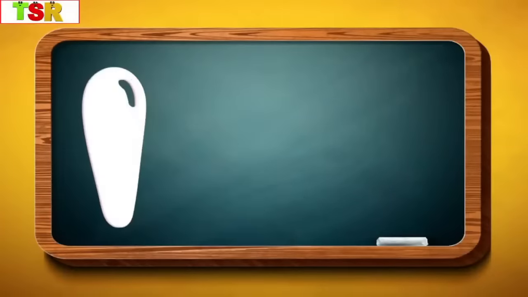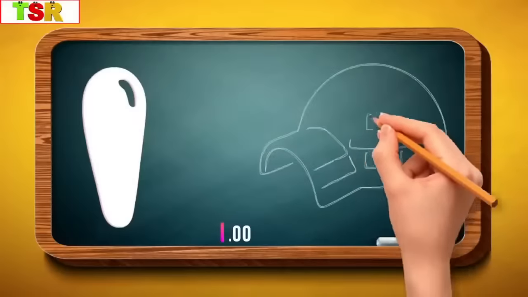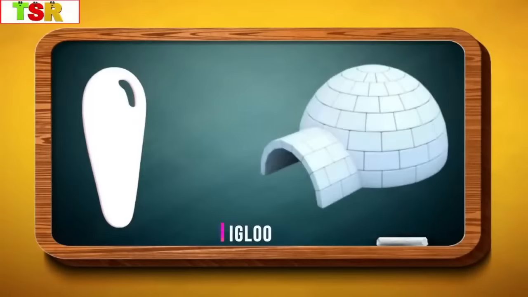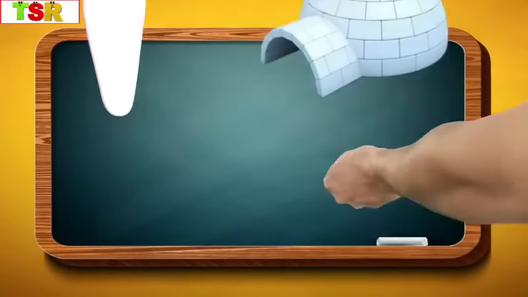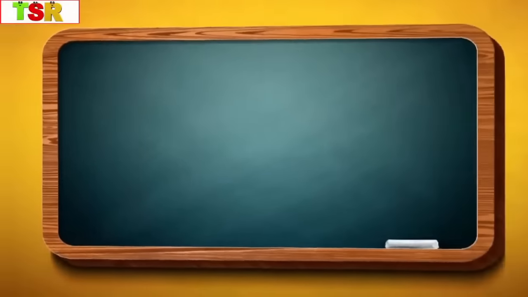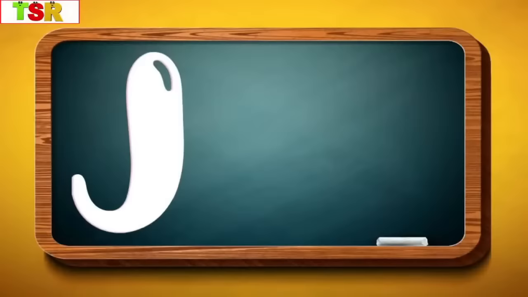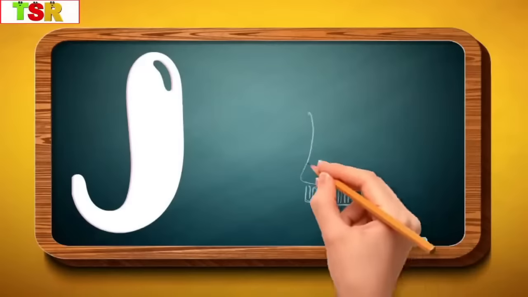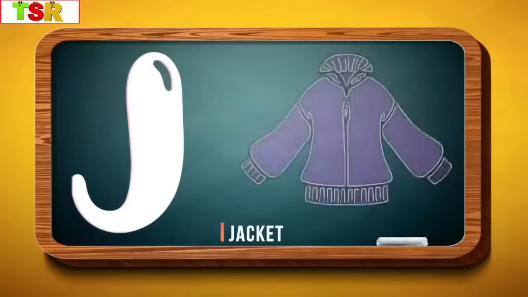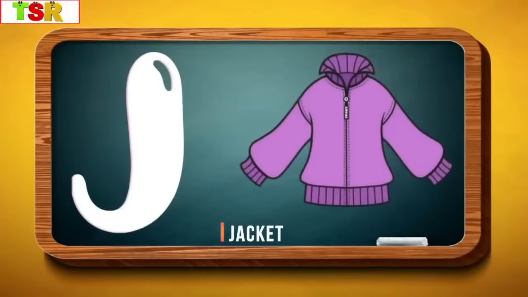I. This is the letter I. I sounds like i, i, i. Igloo. A white igloo. J. This is the letter J. Sounds like j, j, j, jacket. A purple jacket.